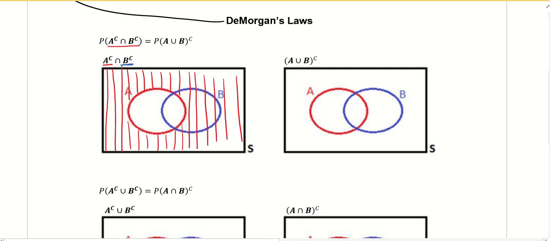B complement is the same idea. It's just now everything outside of the B circle. So I'm going to shade that in blue. So everything not in the B circle is B complement.